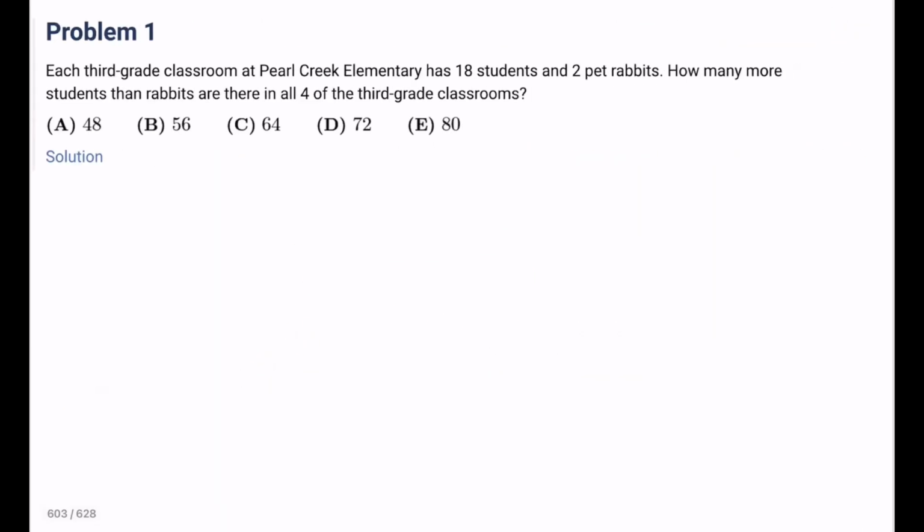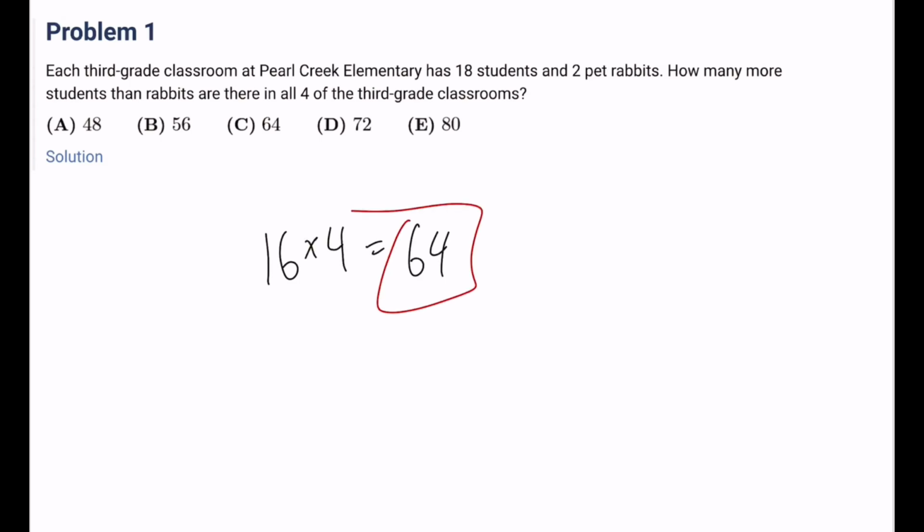Let's get started. First problem: each third grade classroom at Pearl Creek Elementary has 18 students and 2 pet rabbits. How many more students than rabbits are there in all 4 of the third grade classrooms? Okay, so in every classroom there are 16 more students than rabbits, so this times 4 equals 64. That's the answer, it's C.